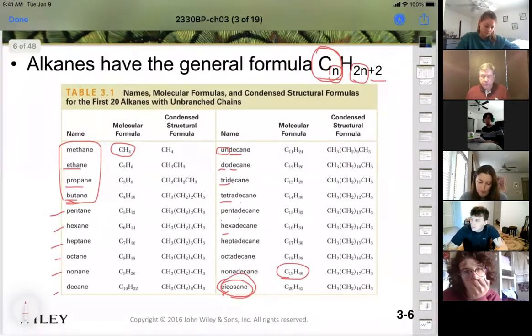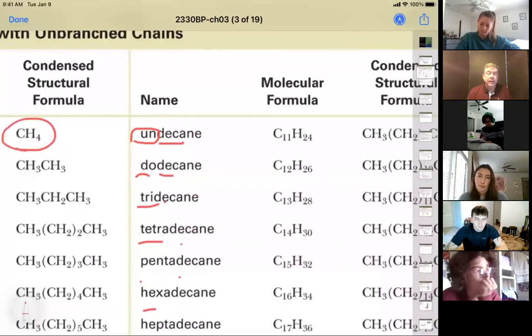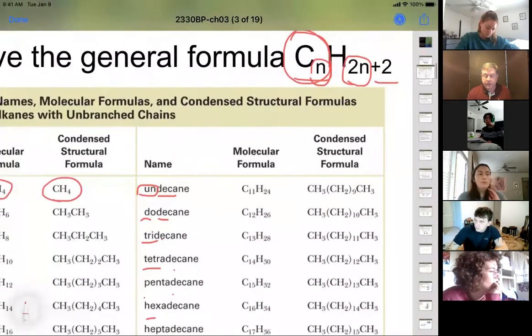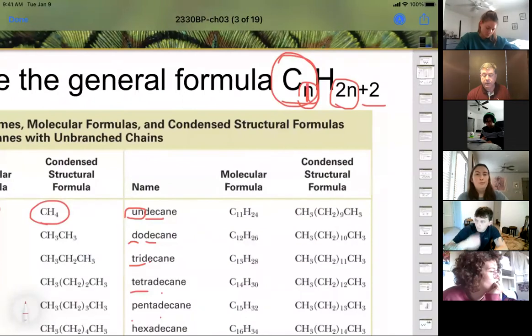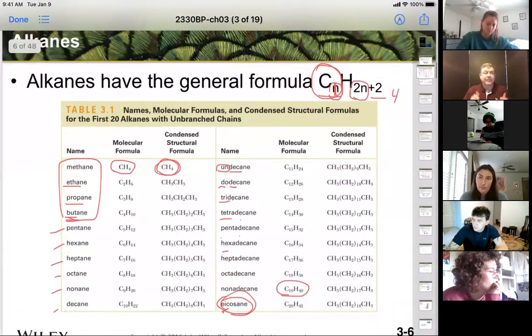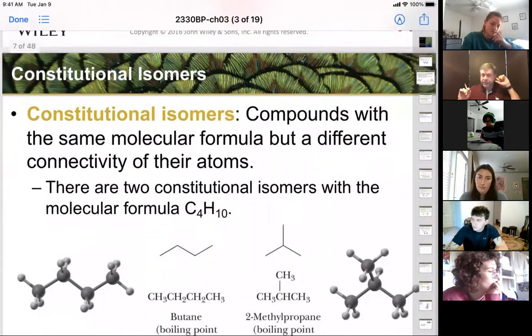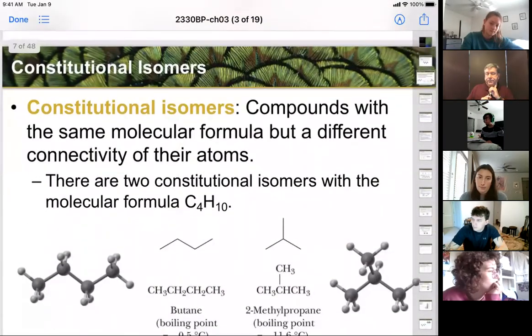Okay. So you'll notice there, if we actually calculate out the molecular structure here, it all follows that the H's are the carbon plus 2. So for methane, it's carbon of 1 here. So that's 2 plus 2 is 4 hydrogens. They'll all follow this. If you like algebra, you can go calculate yourself. All right. Okay. So that's for straight chains.